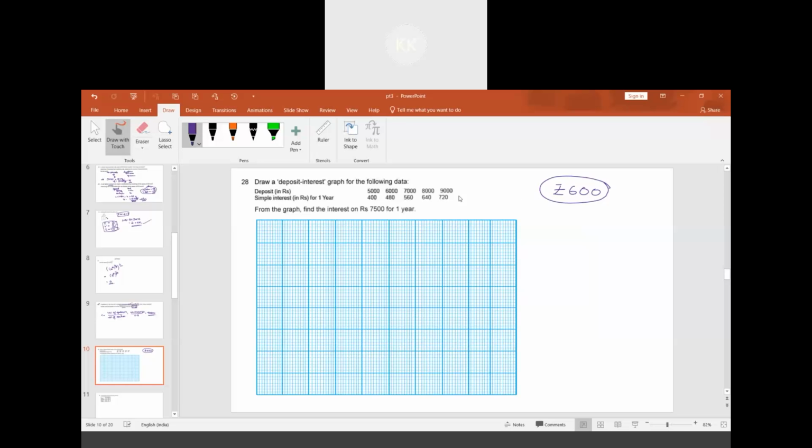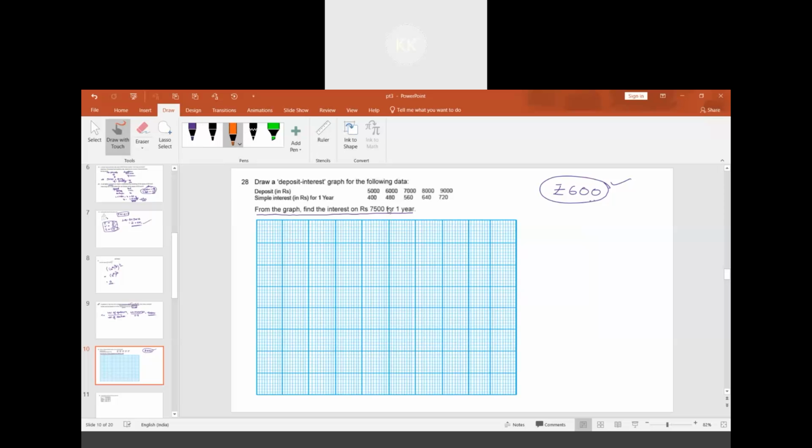The question is related to the graph. You can read this: from the graph, find the interest. Without plotting the graph, if you have calculated, this cannot be given marks. Remember that. If after drawing the graph you have written the answer, then it's fine.